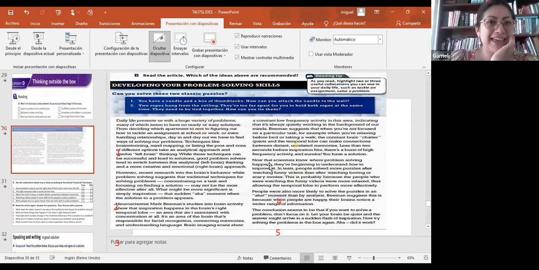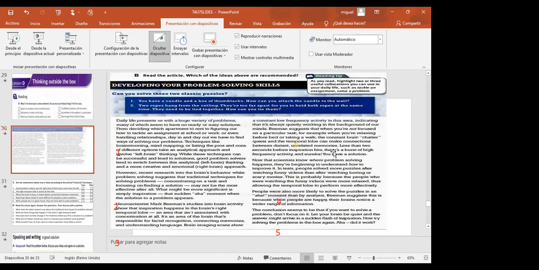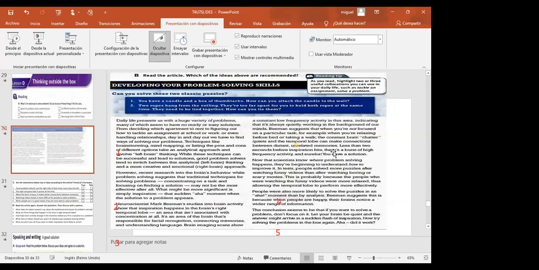Okay. Somebody else raised their hand. I think it was Daniela. Yeah, teacher. The article said that it is easier to resolve the problem when the person is relaxed. Yes. Only that. Sometimes we do the opposite, right?